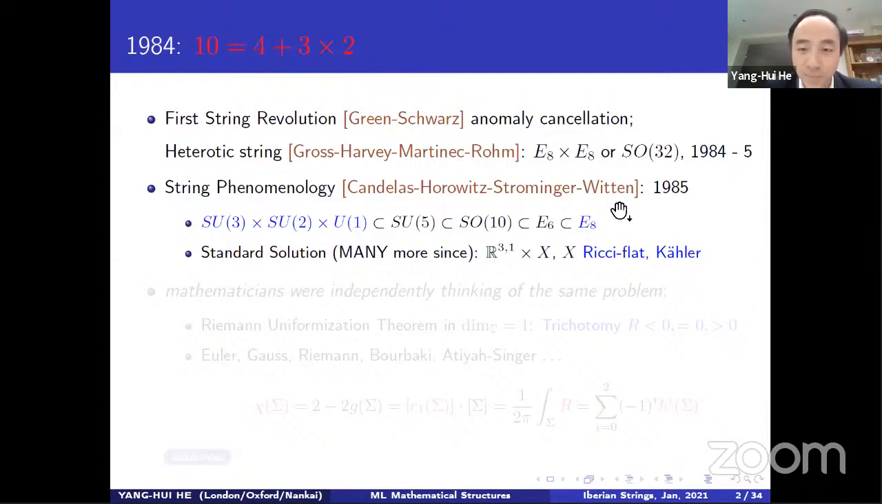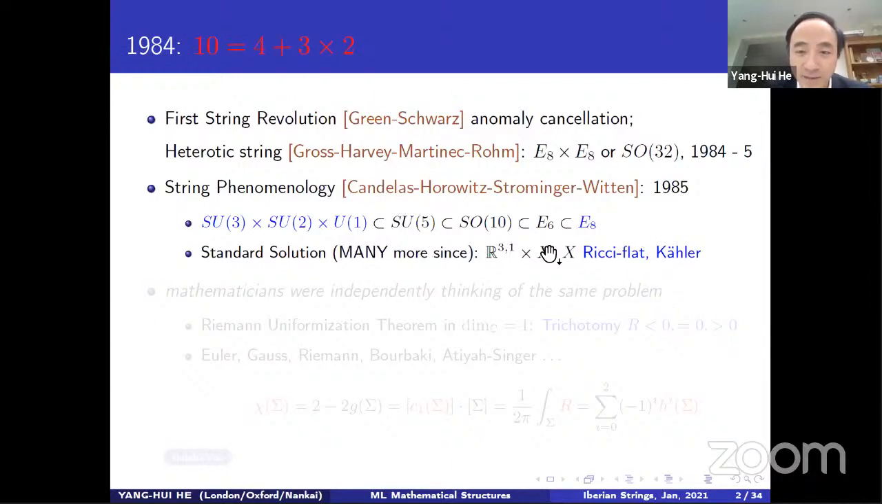This, of course, came about because of the paper of Candelas, Horowitz, Strominger, and Witten in '85, a year after the first string revolution, when they realized that if you compactify on a Ricci flat Kähler manifold, then, because of this embedding of the standard model gauge group into E8, which was realized in 1984, you get something very akin to a theory of quantum gravity that also has the potential of being a theory of particle physics. So this was very exciting at the time.